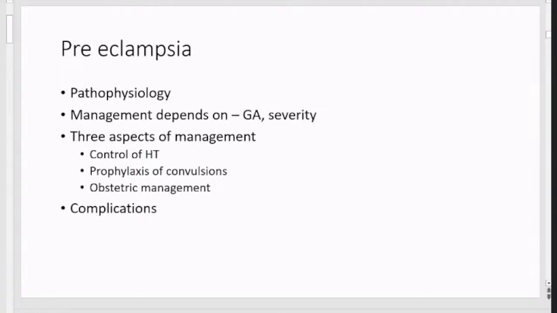So when you write that management depends on these two aspects, then you have to mention three aspects of management for all these women. That is, one is control of hypertension, the other is prophylaxis of convulsions. All of you are very good at writing about Maxil, so continue doing that. But don't forget the obstetric management. You write so much about antihypertensives and Maxil that you forget to mention what to do with the patient. So when you write obstetric management, what is it?